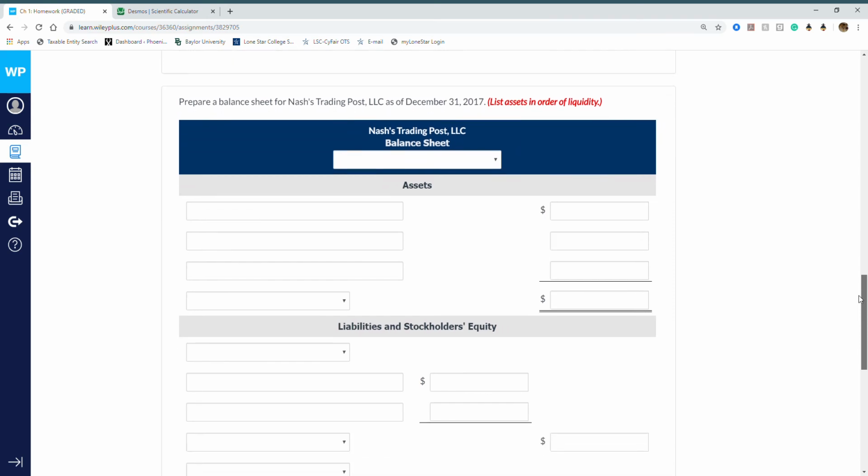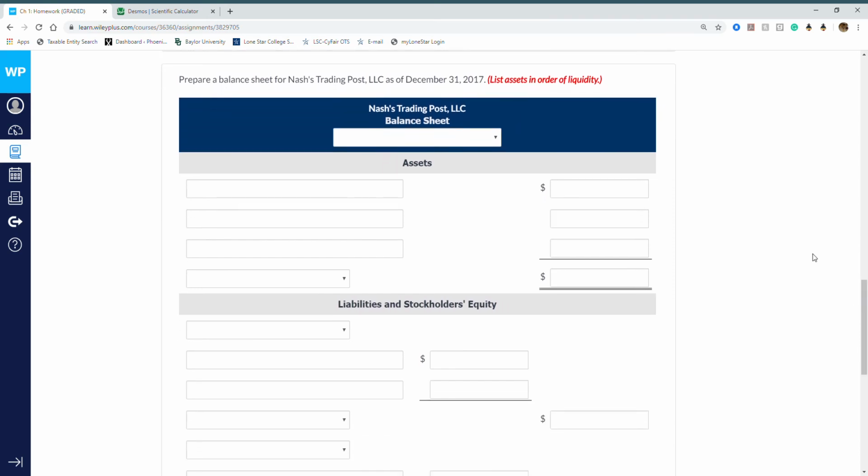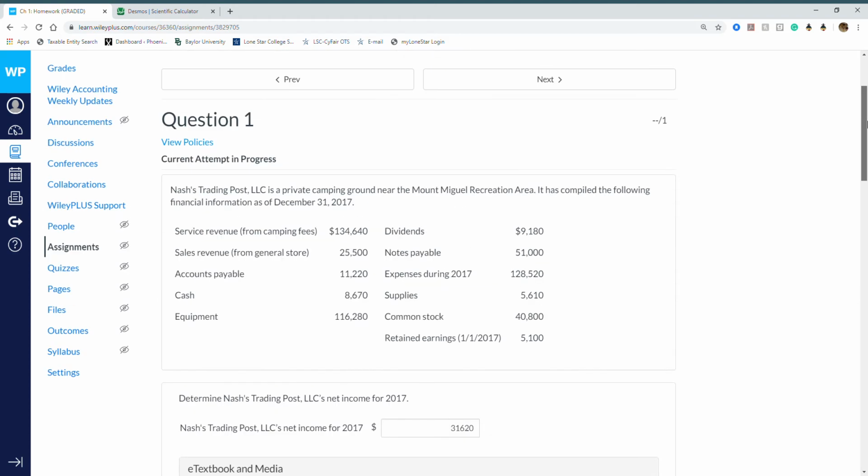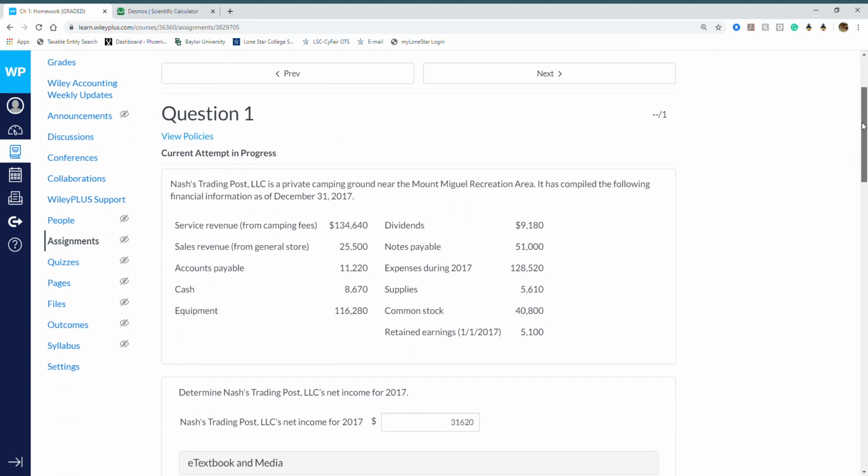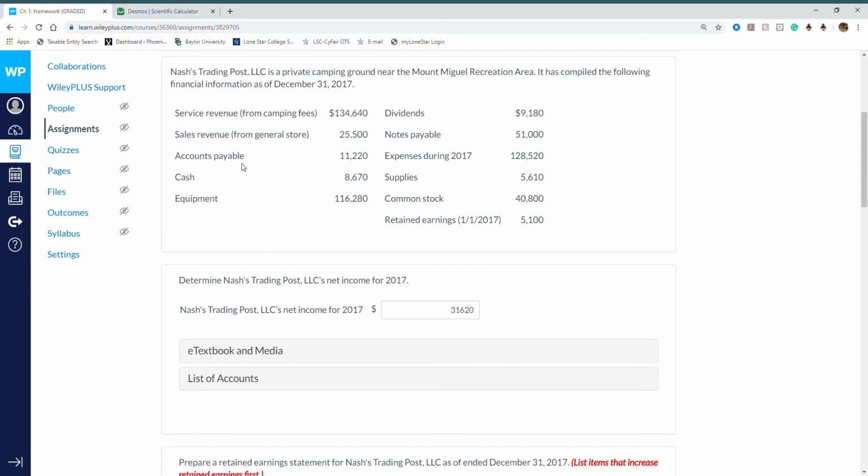beginning and ending. Now, balance sheet. Remember, this is specific. It's always a specific date, December 31st, 2017. And even here in red, it says list assets in order of liquidity. Remember, liquidity just stands for how quickly they can turn into cash. We have cash, supplies, and equipment. All of those are assets, things we own and benefit from, and they don't have payable at the end.